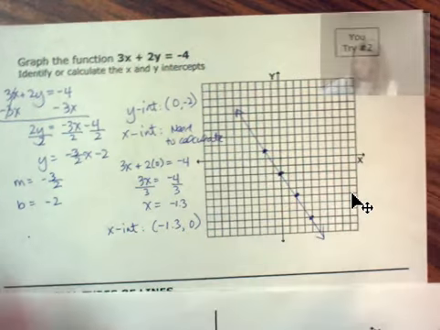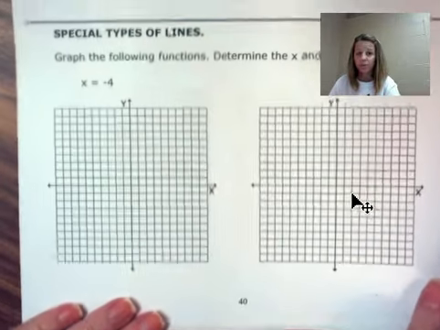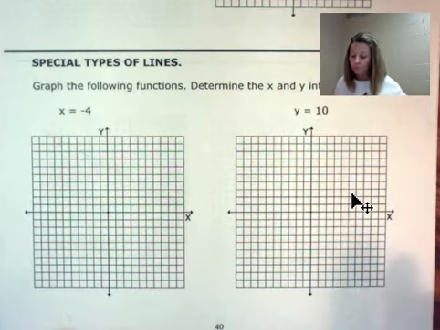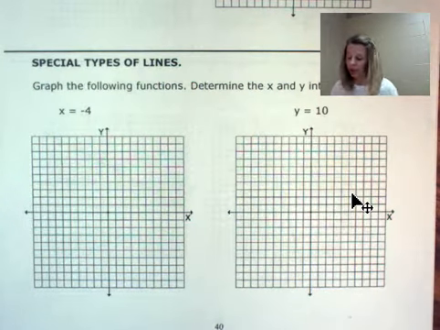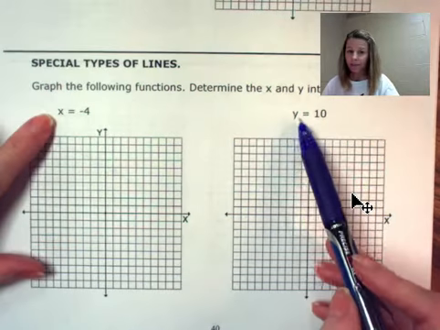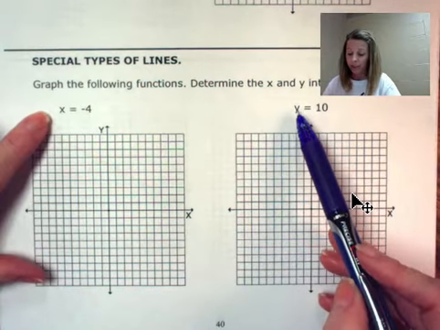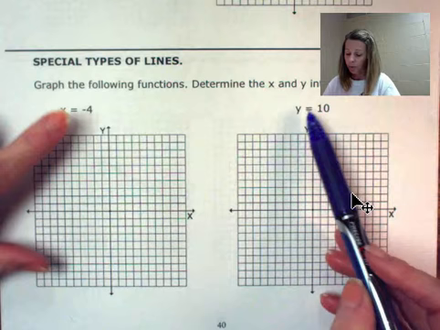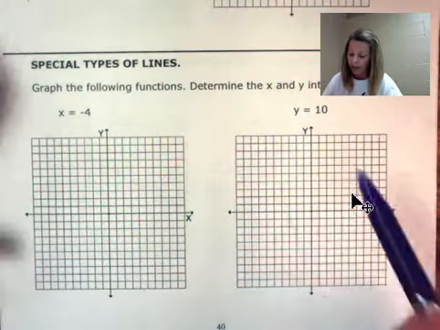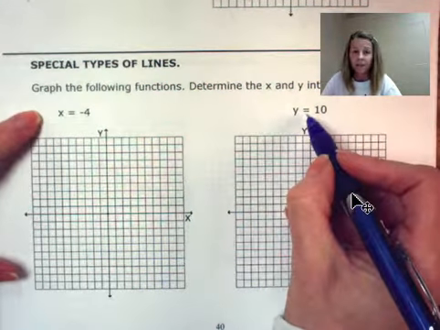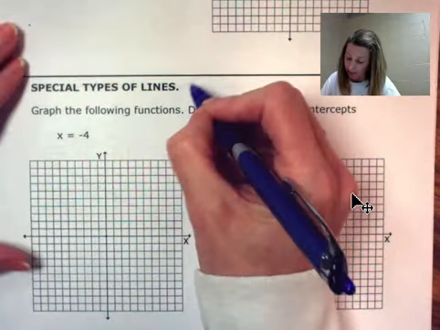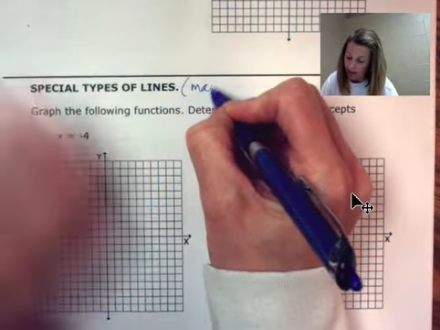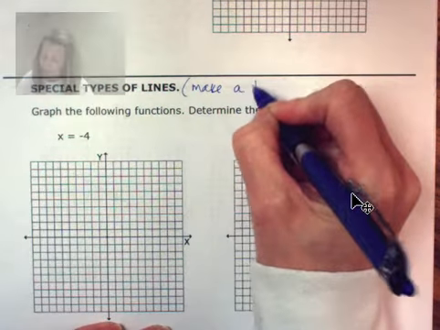Okay, what I want to do next is look at special types of lines. When I look at these equations, they're a little different. There's only one variable, but they do produce lines. All the equations will make some sort of graph. So the easiest way to graph special types of lines, I'm going to write here, make a table of values.